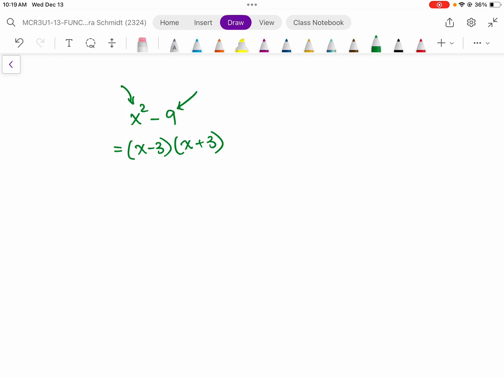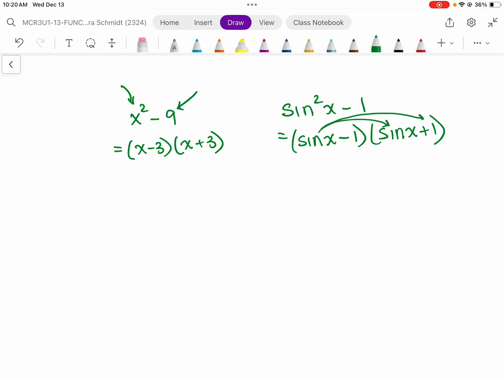How that would look with trigonometry would be if you had something like sine squared x minus 1, I can take the square roots of both of those. The square root of sine squared x is just sine x, and the square root of 1 is just 1. So it would be sine x minus 1, sine x plus 1. And it totally works, right? Because if you were to FOIL it out, you get sine squared x plus sine x minus sine x minus 1. So difference of squares is a good strategy.